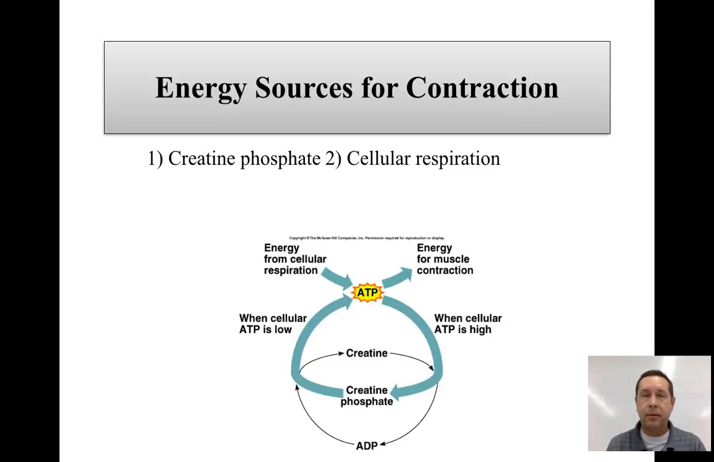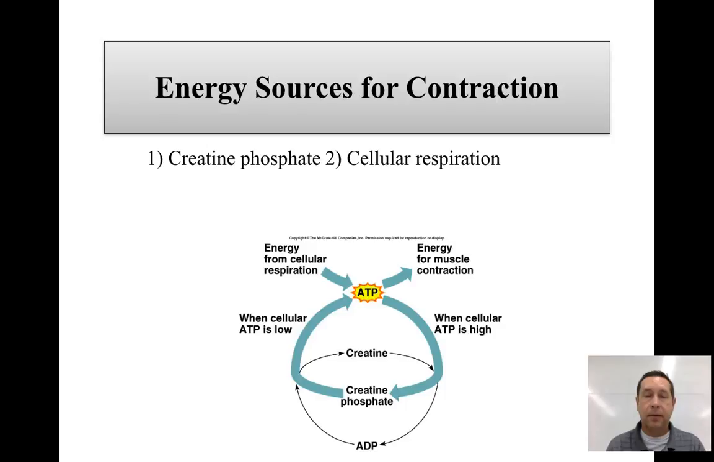When cells do cellular respiration in the mitochondria, they get energy in the form of ATP, and that ATP can be used for muscle contraction. Anytime the amount of ATP in the cell is high, the muscle cell takes some of that and creates creatine phosphate. That's a stored source of energy that can be quickly converted into ATP when the ATP levels are low.